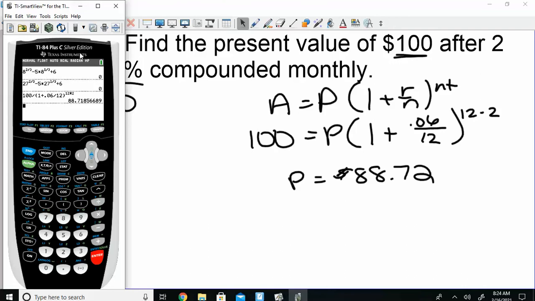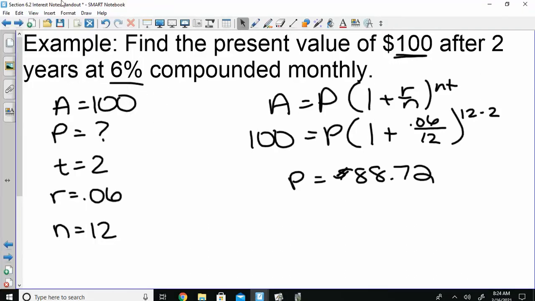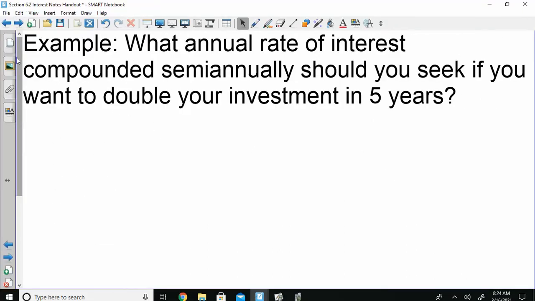Okay, I have 3 examples left on here. We may not do them all. We'll see how it's going.